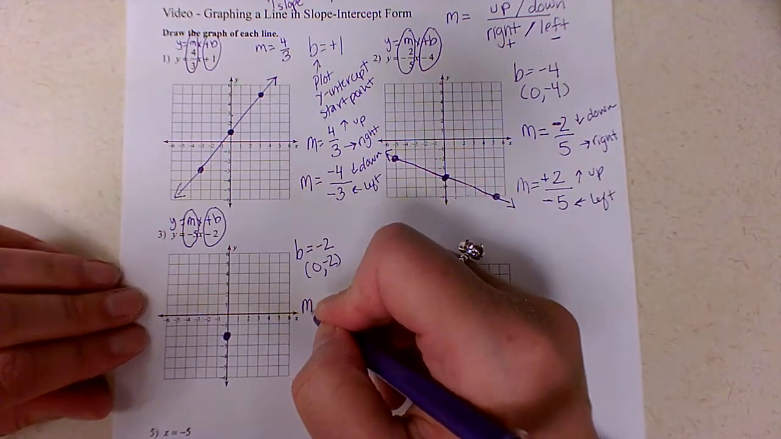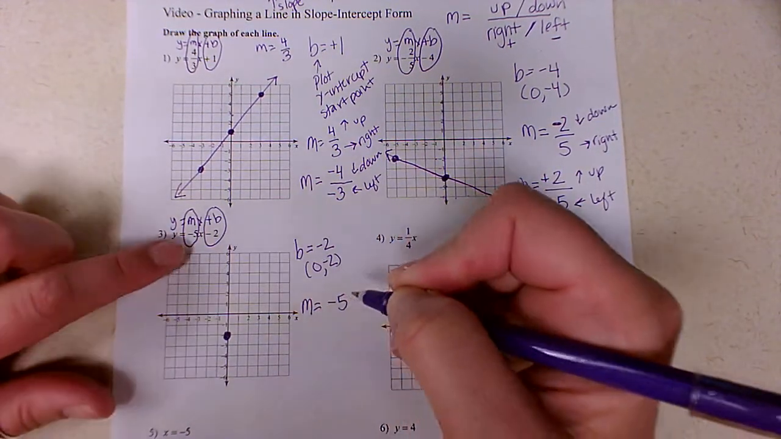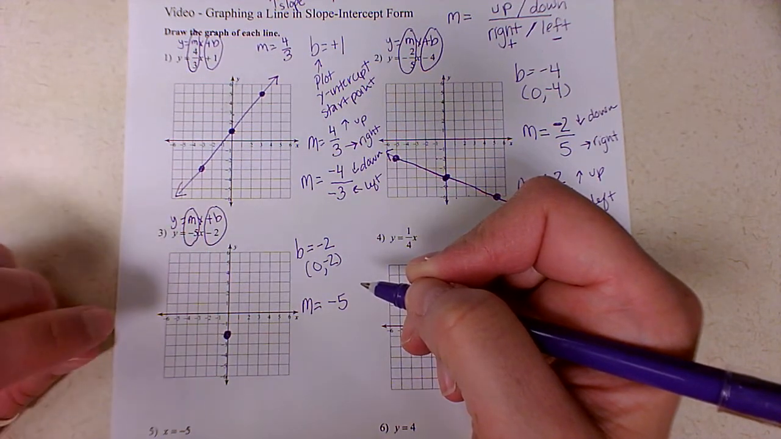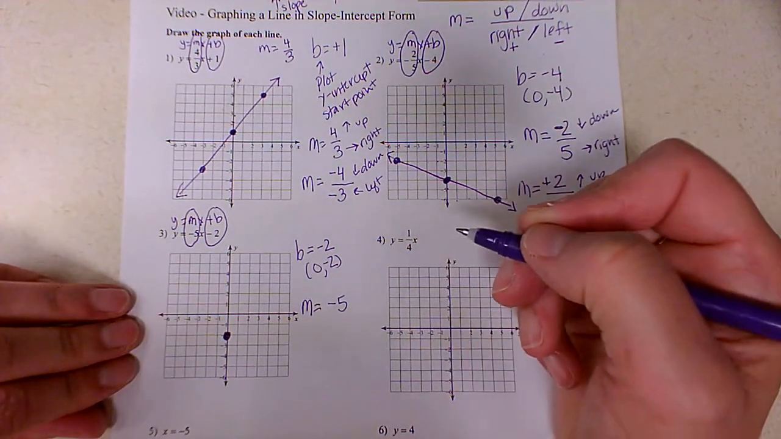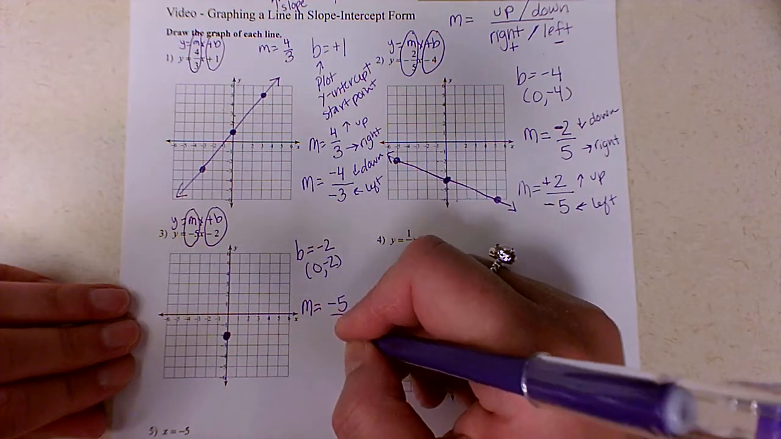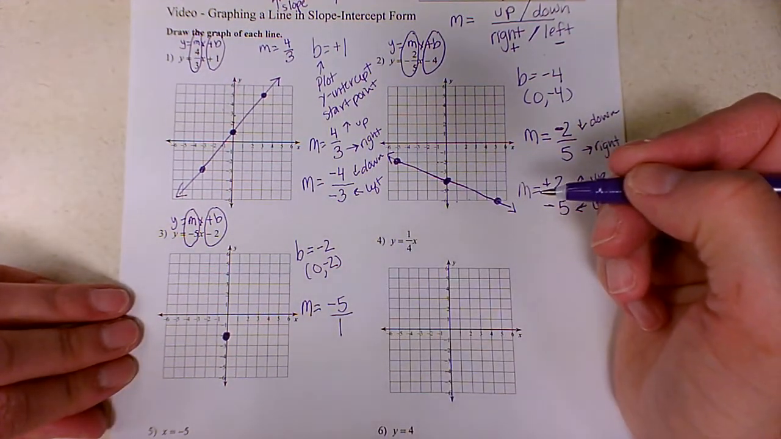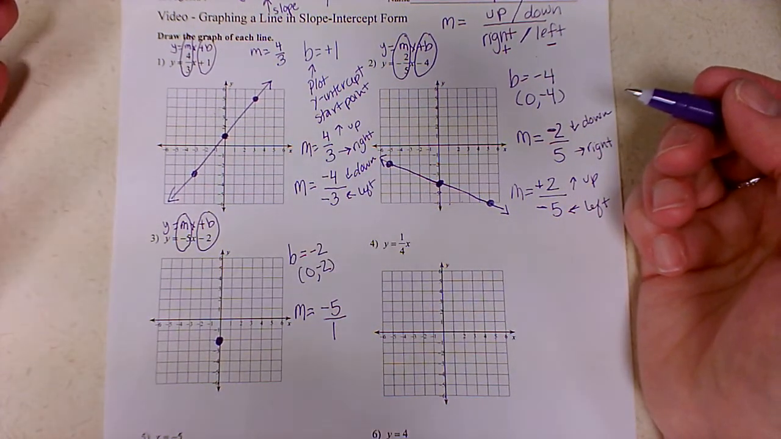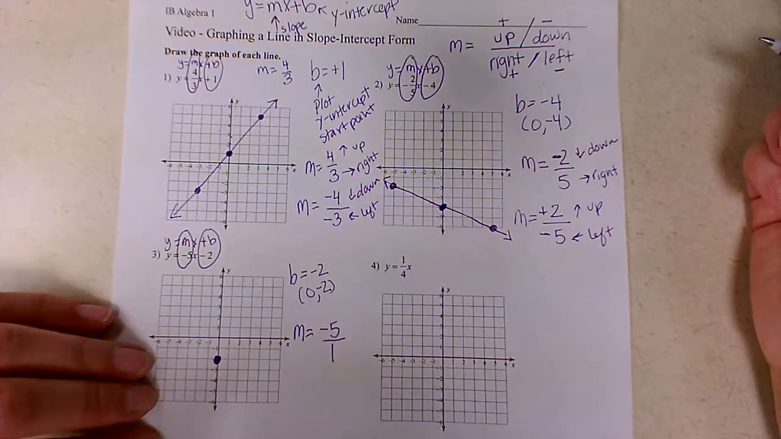Let's notice m equals negative 5, because that's the one that's attached to the x. It's always attached to the x by multiplication. Now I don't have a fraction, so how you turn any integer into a fraction is by putting it over 1. So I'm going to put negative 5 over 1. Voila! I now have a fraction. So I now can do my directions.